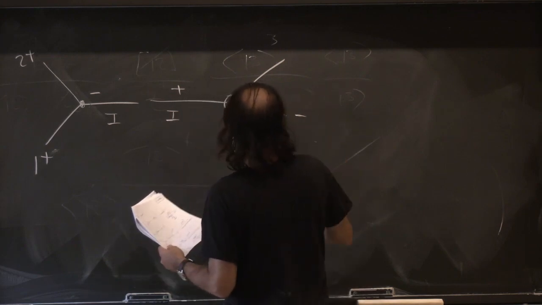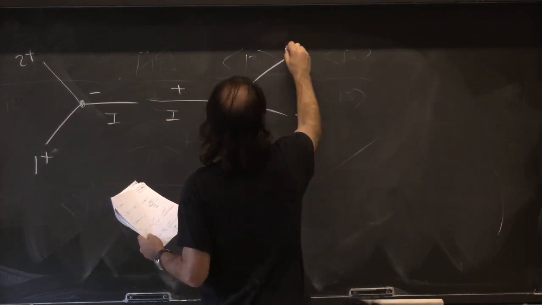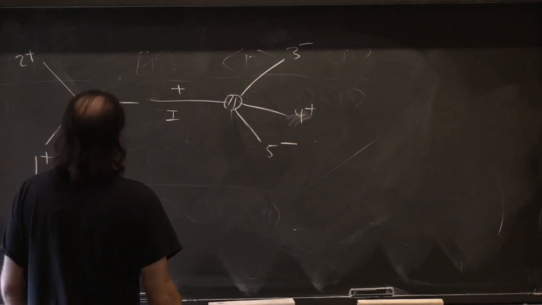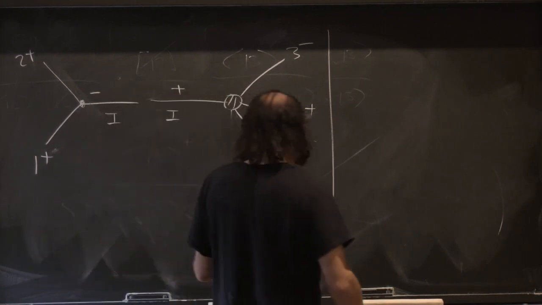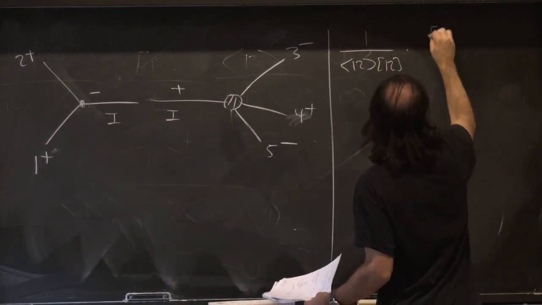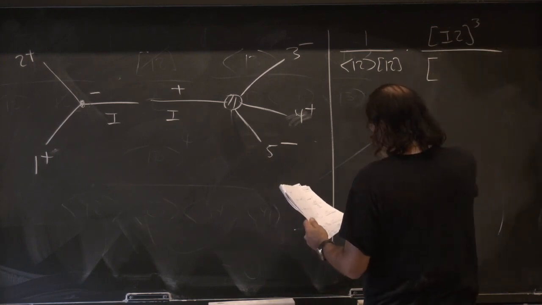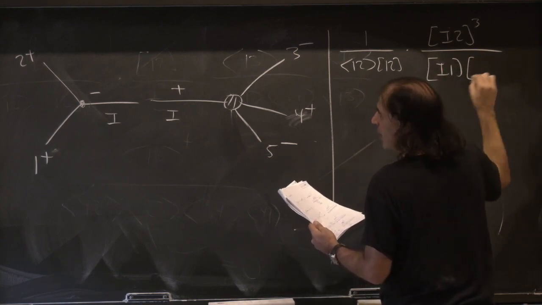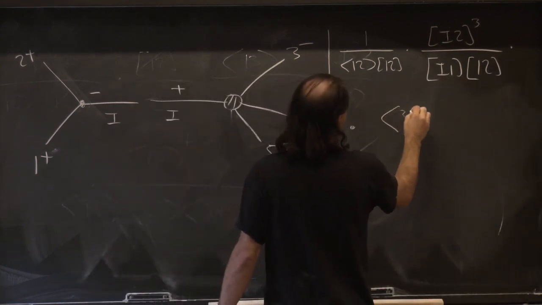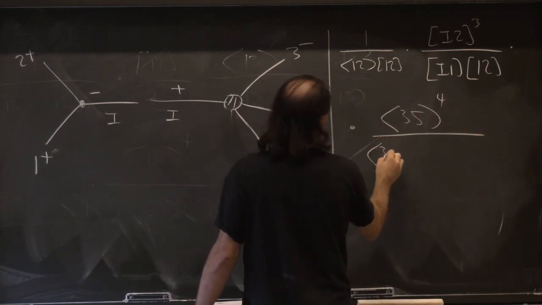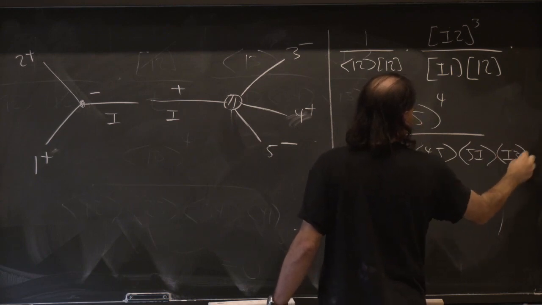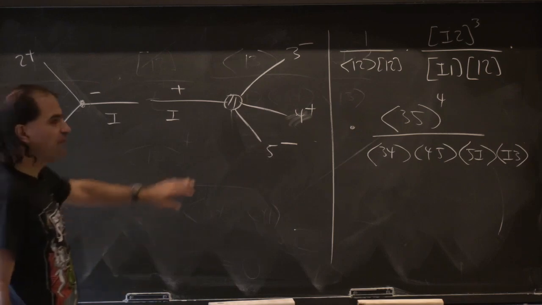So let's say I'm doing this literally for 5 points for a second. Here I'm doing it for 3 minus, 4 plus, 5 minus, 7. Okay? So once again, everything is the same as we had before. I'm supposed to get 1 over s, so there it is. On the left, I have just the same, ⟨I2⟩ cubed over ⟨I1⟩⟨12⟩⟨2I⟩. And on the right now, I'm supposed to get ⟨35⟩ to the fourth over ⟨34⟩⟨45⟩⟨5I⟩⟨I3⟩.